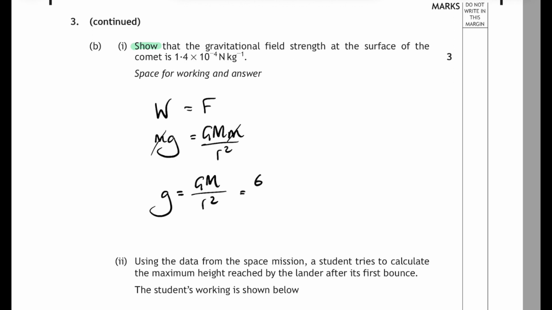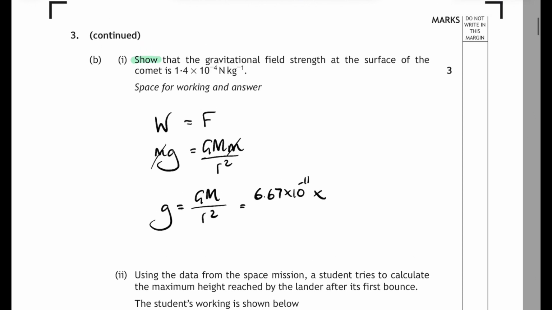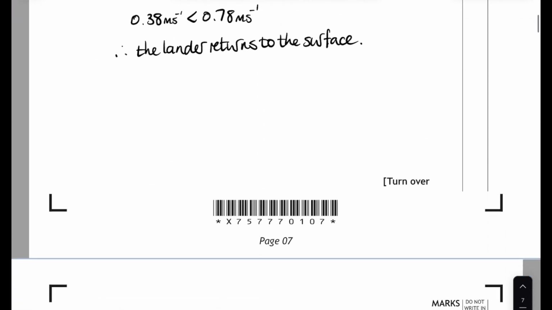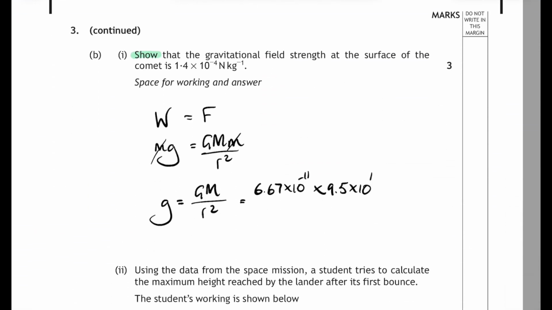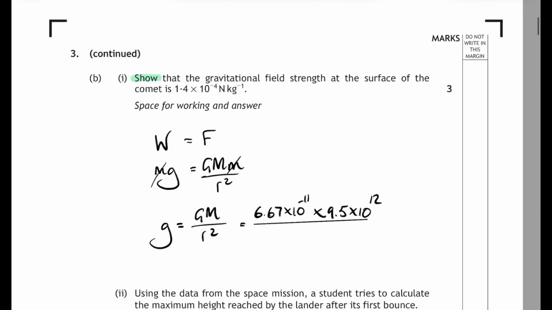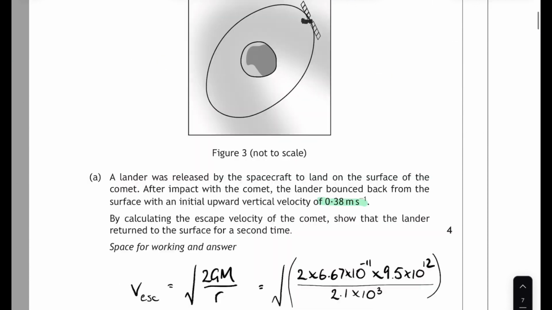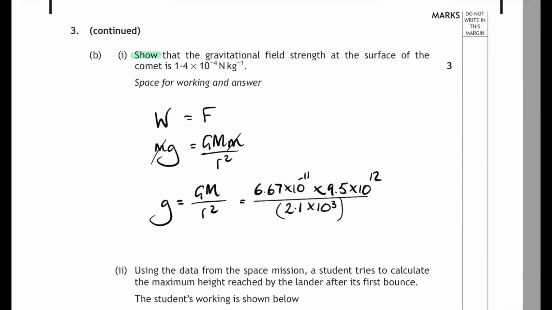Then we'll sub in the values that we know. Big G, 6.67 times 10 to the minus 11, that's from the data sheet. The mass of the comet, again that was given right at the start of the question, is 9.5 times 10 to the 12 kilograms. And the radius of the comet from the start of the question was 2.1 times 10 to the 3 metres. And don't forget to square that. When you do that on your calculator, it gives you the answer that we're looking for of 1.4 times 10 to the minus 4 newtons per kilogram.